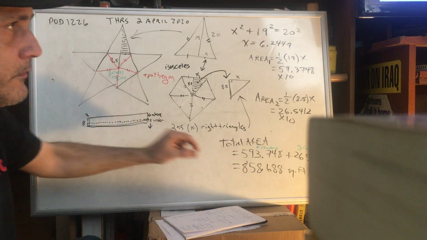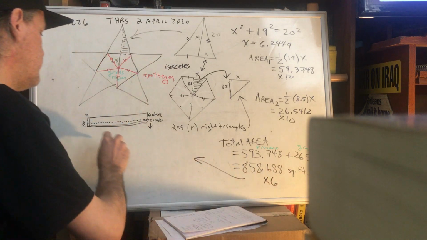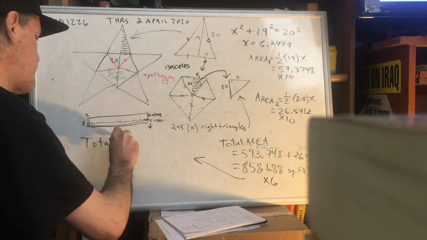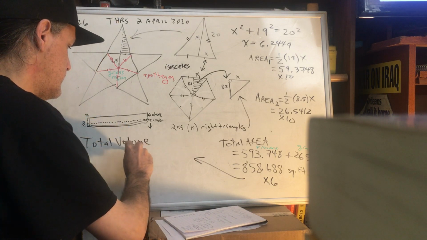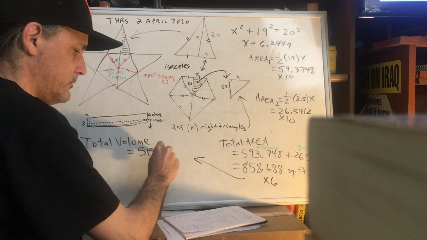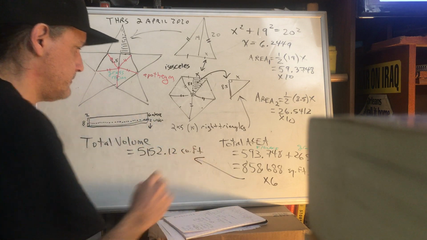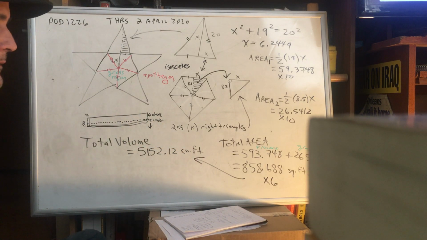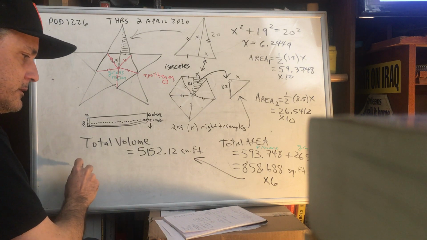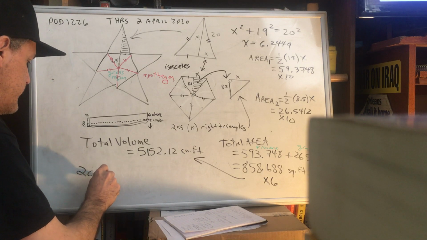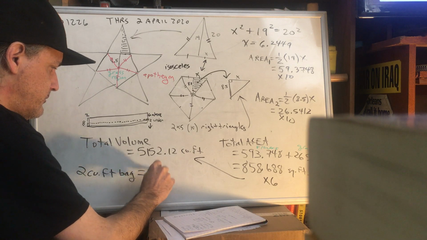Well, if this is the area, 6 feet of depth means multiply that by 6. And so now we have the total volume. If you multiply that by 6, that equals 552.12 cubic feet. So that's how much dirt we need. Now I went ahead and looked on Home Depot, and I found that you could get a 2 cubic foot bag for $6.47.